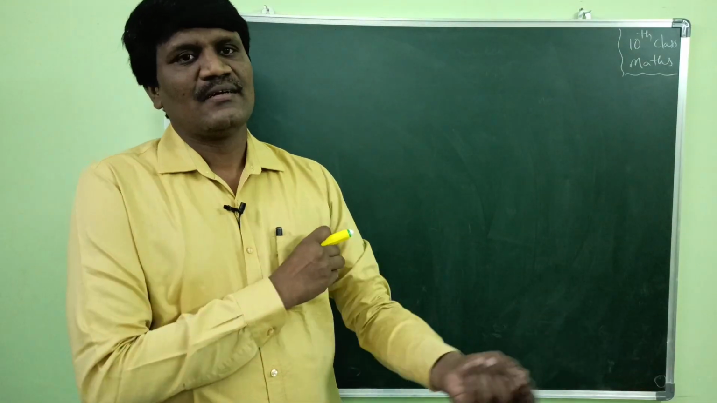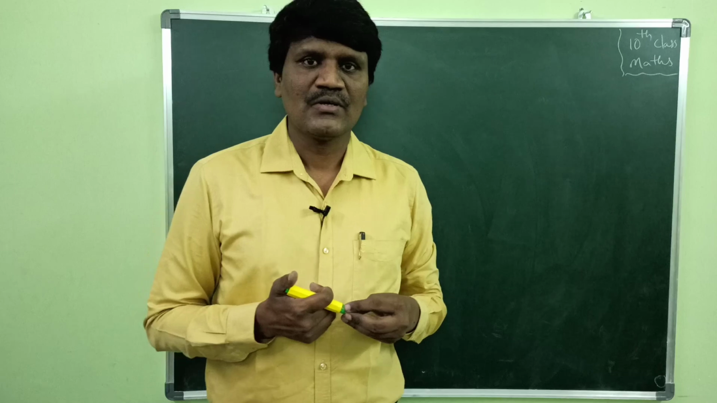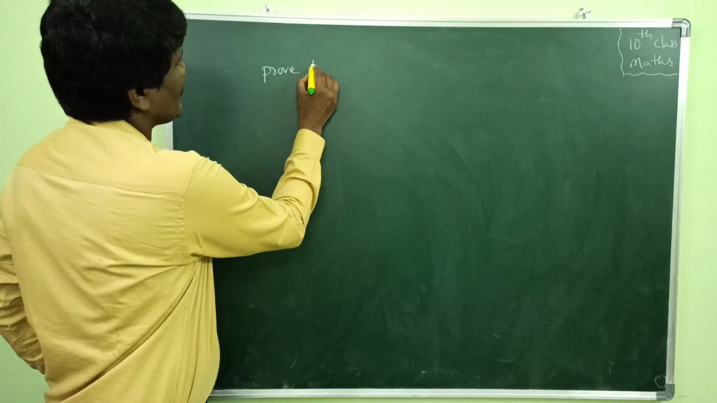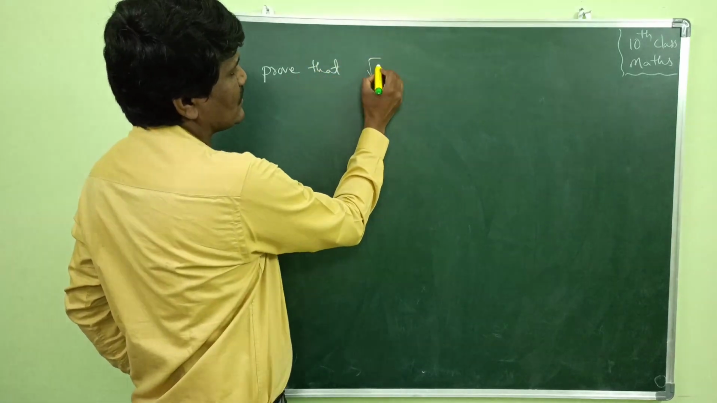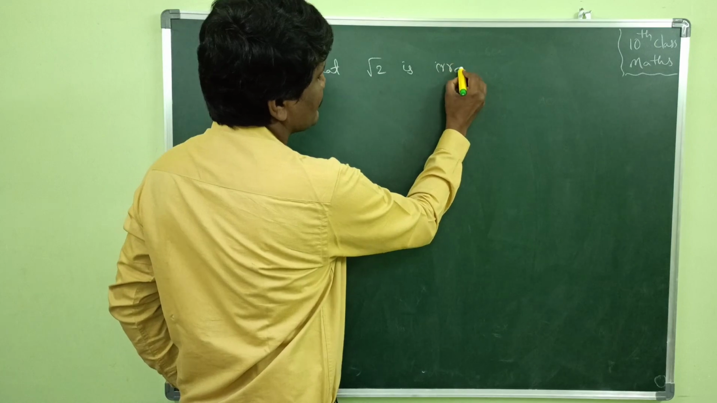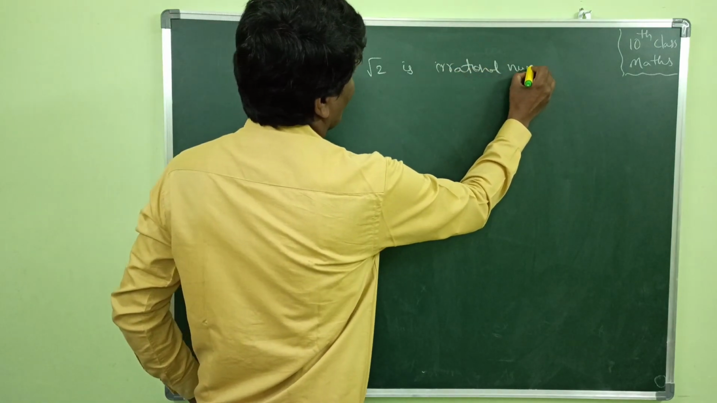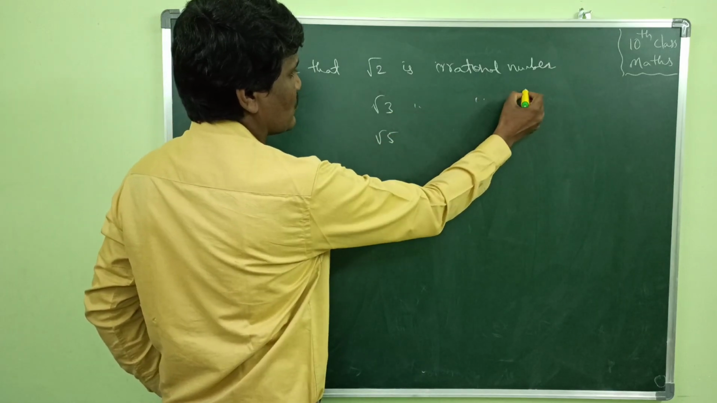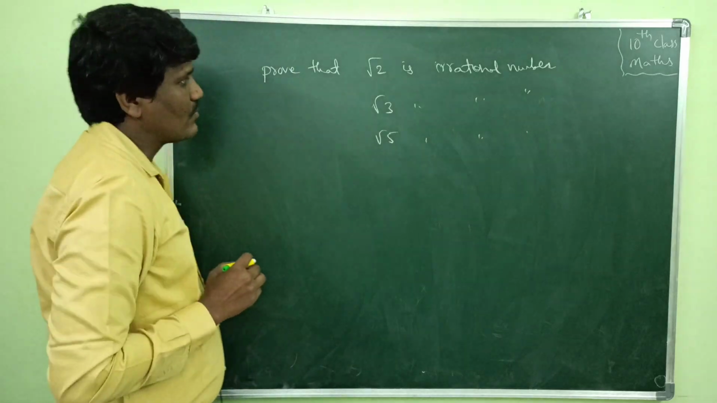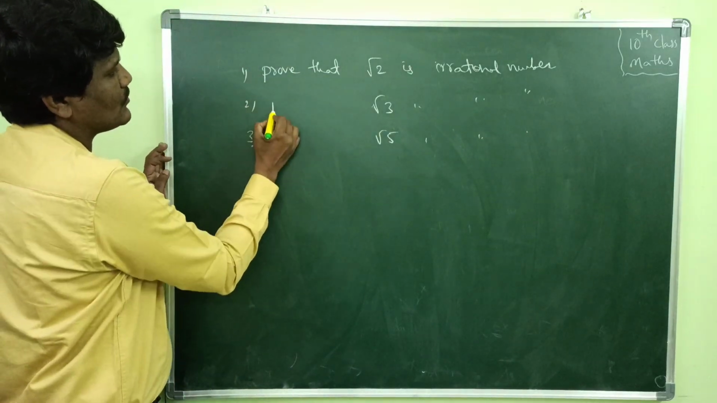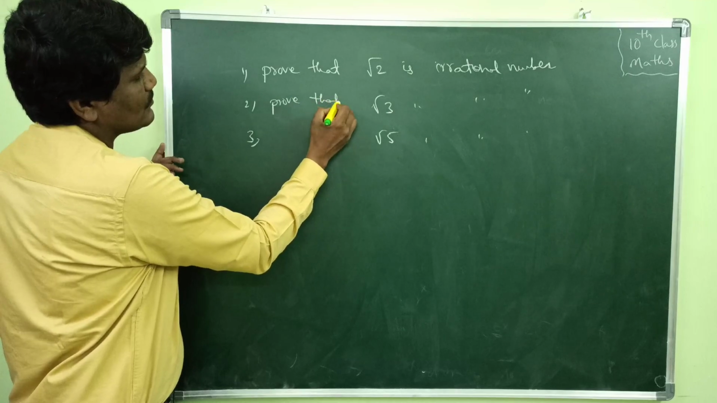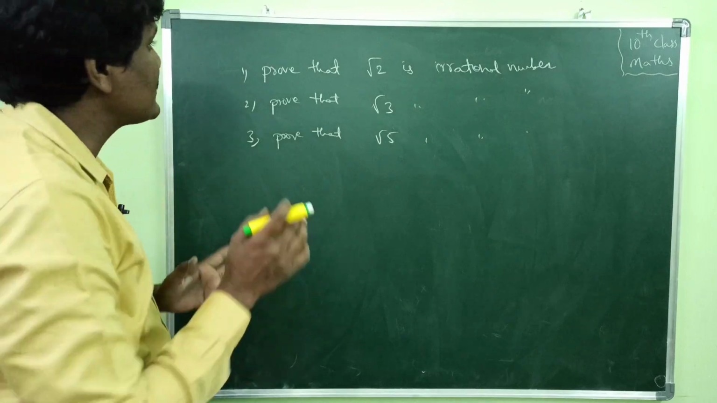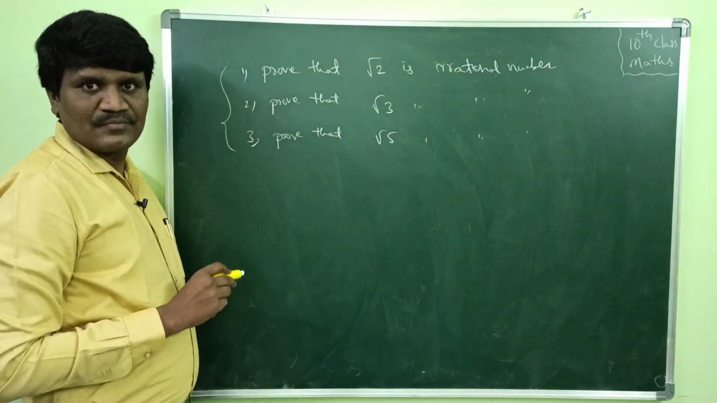Now let us see proving irrational numbers. In the question they will ask, prove that, in the textbook you have, prove that root 2 is an irrational number, or root 3 is irrational, root 5 is irrational. Like this we have in the textbook: 1, 2, 3. Prove that it is an irrational number. This is one set of proving.